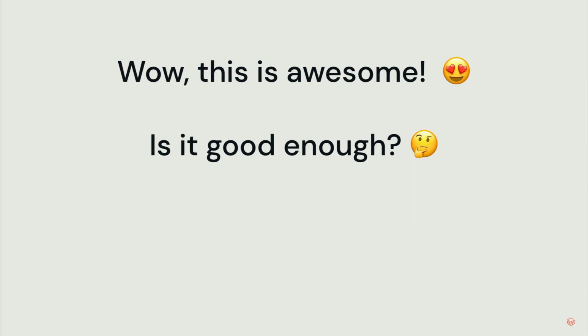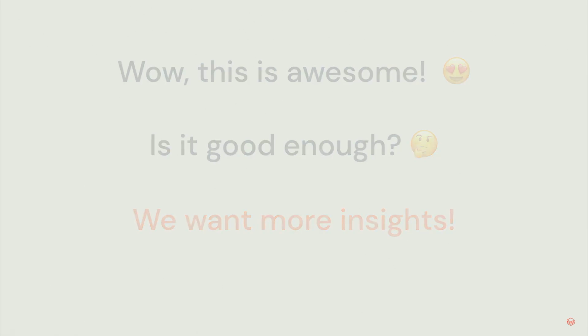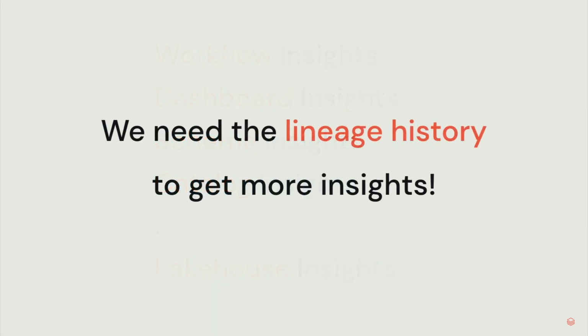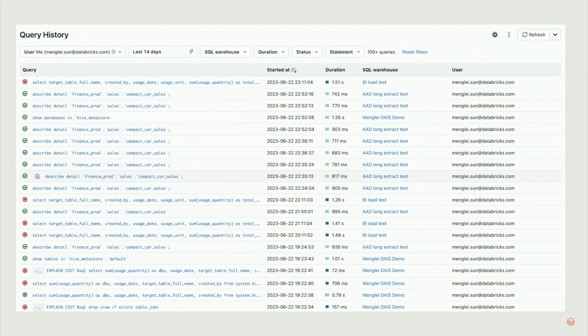However, is it good enough? Right now, it is all table-centric, and the entry point is always the table. But as a data company, we want to do some more advanced analytics. And we want more insights. We want the workflow insights, dashboard insights, schema insights, catalog insights, lakehouse insights. We need the lineage history to get more insights. What is lineage history? Let me just give you several examples.